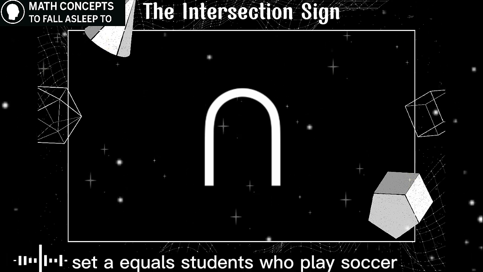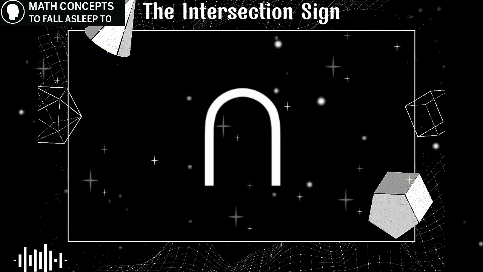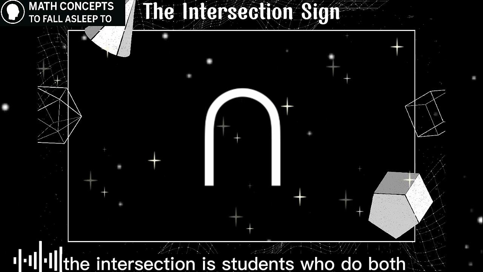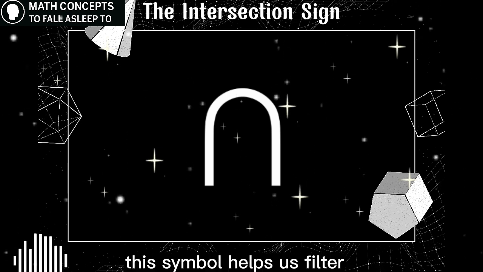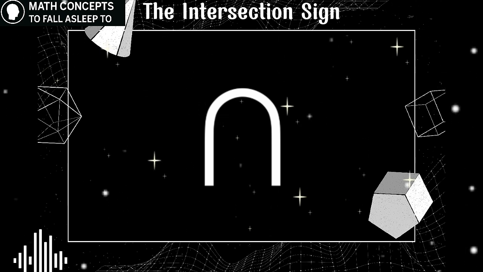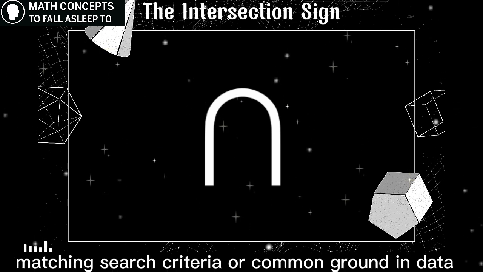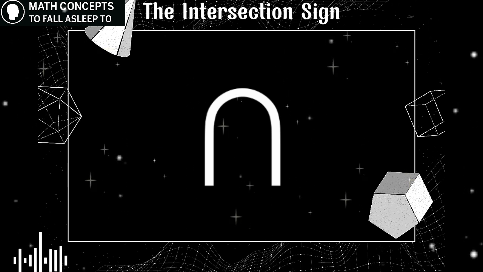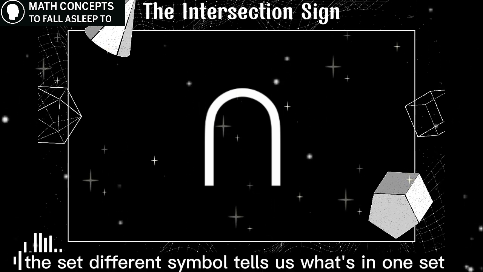Real-life example. Set A equals all your Facebook friends. Set B equals people invited to your birthday party. The difference A minus B equals Facebook friends not invited to the party. This symbol helps us refine data, spot exceptions, and understand boundaries, what's in, what's out, and what's yours alone.